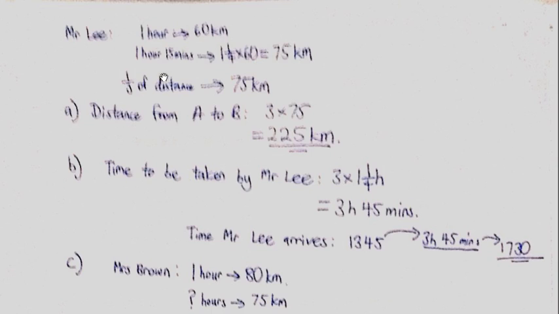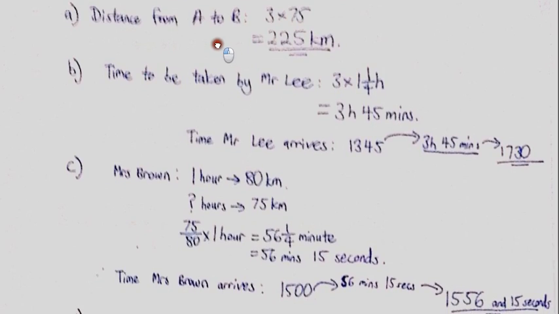We are told that that is only equivalent to 1/3 of the distance. Therefore, the distance from A to B must be 3 times 75, which is 225 kilometers. Part A. Now moving on to part B, we want to find the time Mr. Lee arrives at his destination.